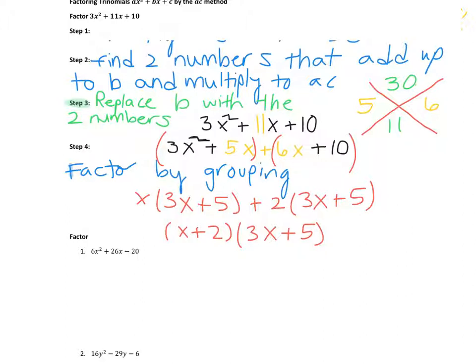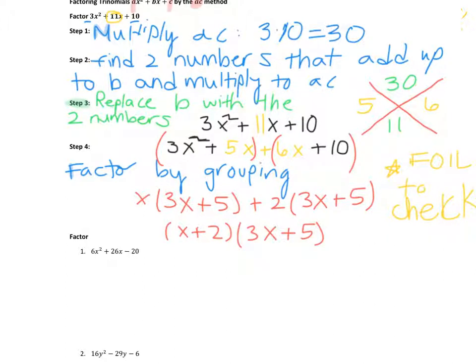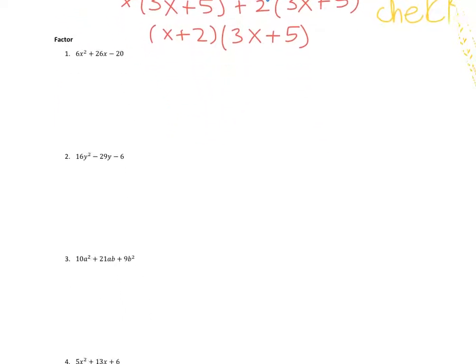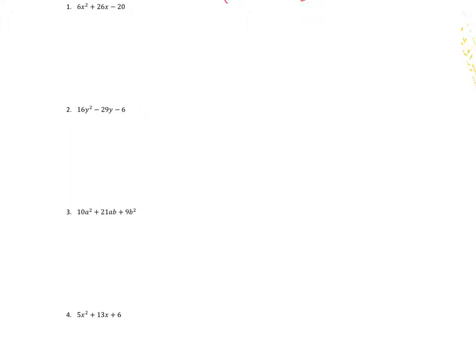And again, I'll write this to check, you can just FOIL it out. So FOIL to check. And you should always check your work on an exam. So you could just multiply those out and make sure you get back to 3x squared plus 11x plus 10. Okay, so now we have some to factor on our own. Go ahead and push pause, and when you come back, you can check your answers.